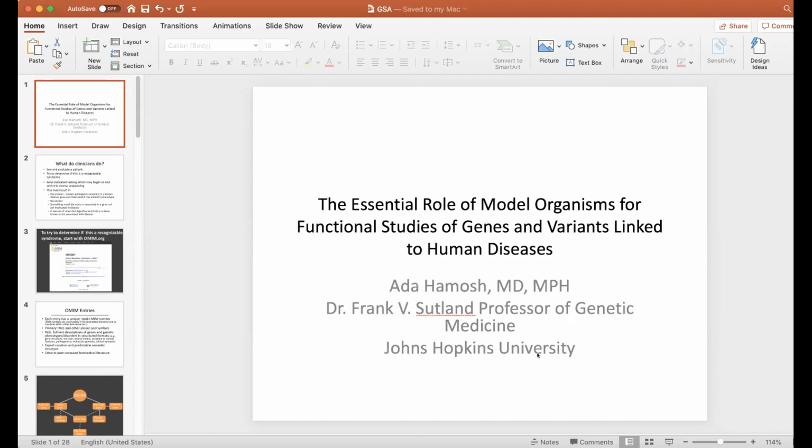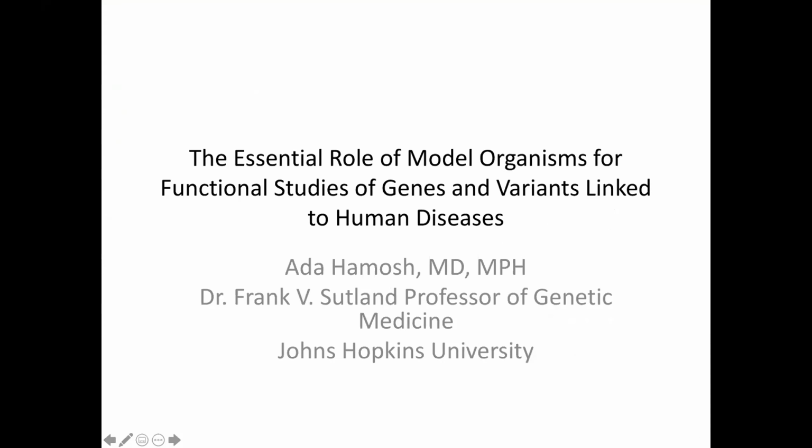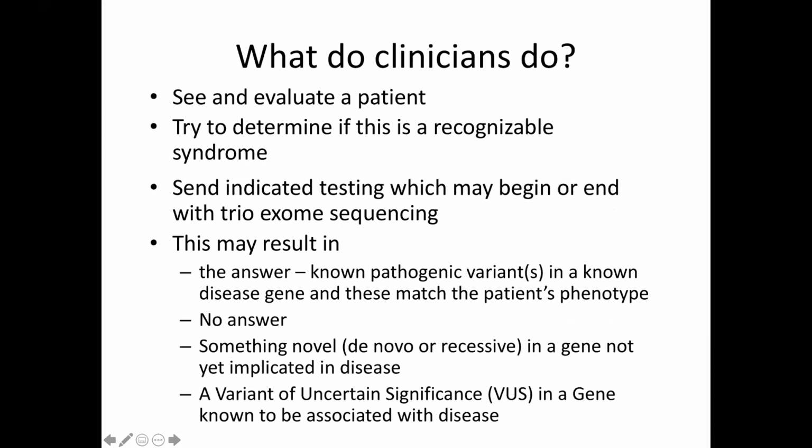Okay. So I am talking to you about the essential role of model organisms for clinicians. And you just heard an absolutely gorgeous example of why we need to work together all the time. And what I had started to tell you is what we do when we see a patient. So we see and evaluate a patient, and we try to determine if it's a recognizable syndrome. Once we do that by looking at OMIM, which I'm going to show you in a minute, then we send a test, or whatever test may be indicated, and then you may get a result that's the answer. You may get the result that I don't see anything that explains this, or you may get either a novel gene or a novel variant whose role is not clear in that patient's presentation.